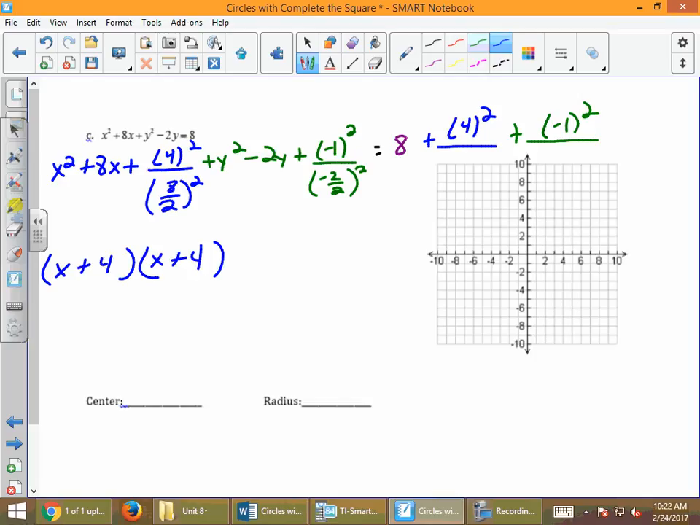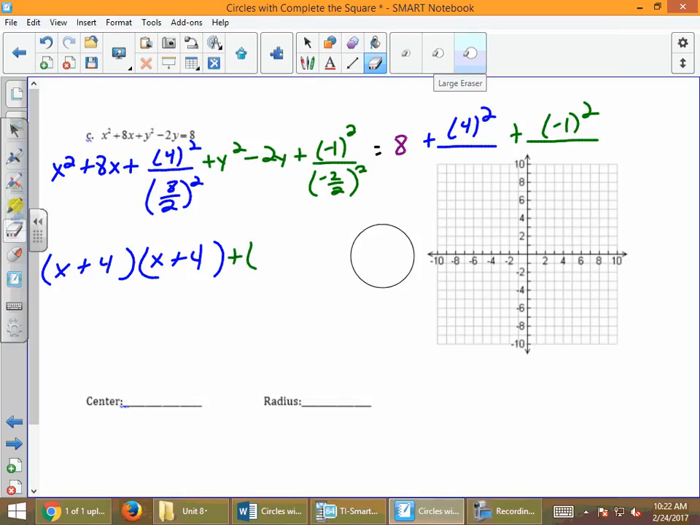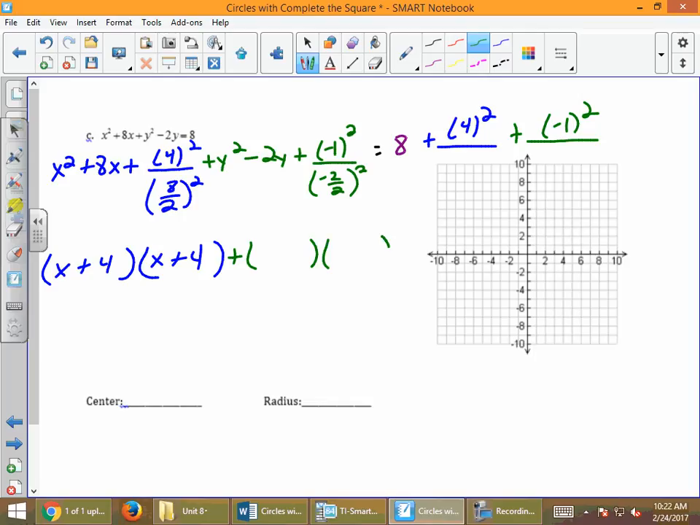Repeat the same process with the y's. We have 2 y's at the beginning, so each one gets a y. We have 2 negative 1s, so each one gets a negative 1. And then you're going to plug all this stuff in your calculator. Don't forget that step. 8 plus 4 squared plus negative 1 squared. What does that give us when we plug that in our calculator?